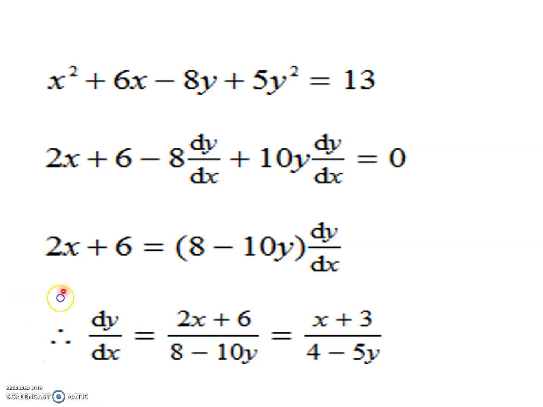So in this way dy by dx is equal to 2x plus 6 upon 8 minus 10y. If we take 2 common, then 2 in bracket x plus 3 upon 2 common, 2 in bracket 4 minus 5y. So in this way, x plus 3 upon 4 minus 5y.